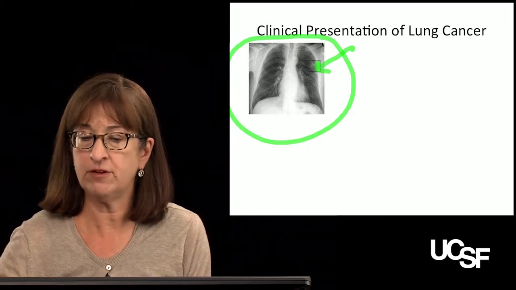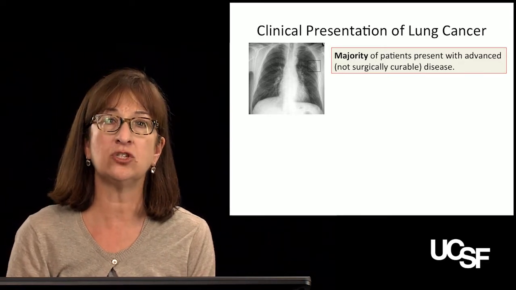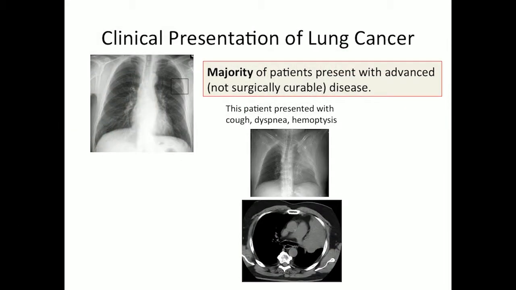Unfortunately, we often meet patients with advanced disease that are not surgically curable. So, for example, this is a patient that presented with cough, dyspnea, or the feeling of shortness of breath, and the coughing of blood, or hemoptysis. And you can see by the time he presents now, he has involvement of most of the left lung, and that's what made him short of breath and present to a physician.